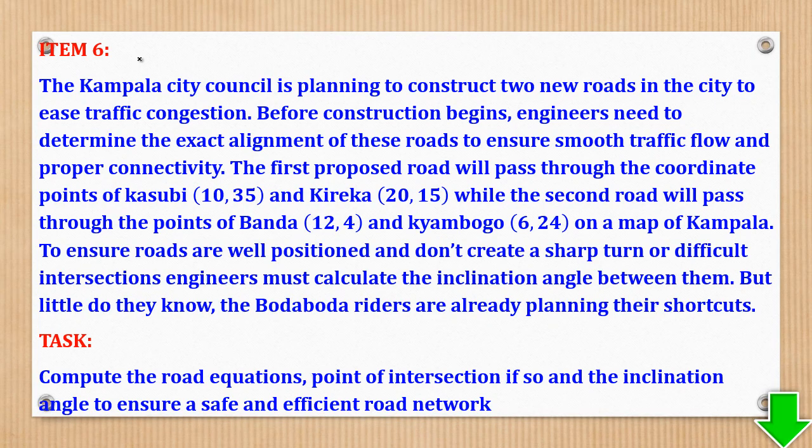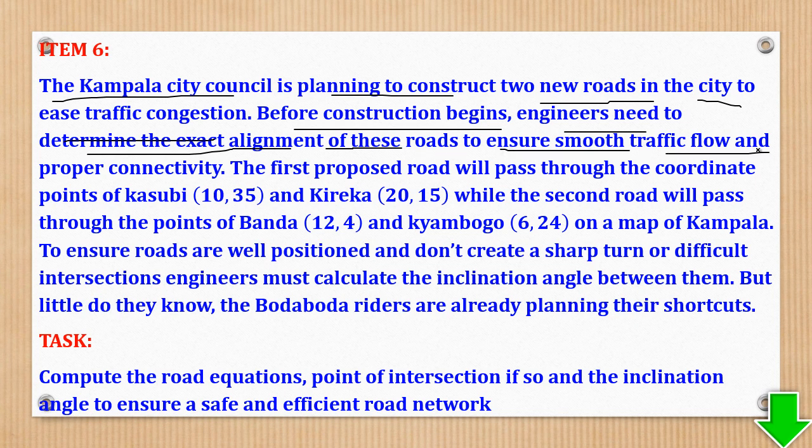That was item 5. Then item 6 says, the Kampala City Council is planning to construct 2 new roads in the city to ease traffic congestion. Before construction begins, engineers need to determine the exact alignment of these roads to ensure smooth traffic flow and proper connectivity.